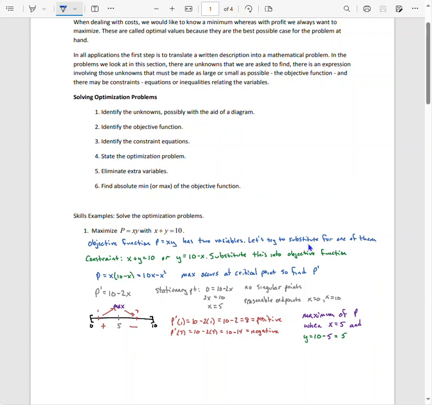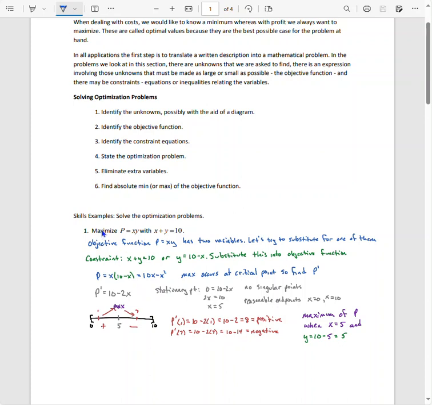Well, we need to try to substitute for one of them. What can we use? Here's our constraint equation. Our constraint says x plus y equals 10, or if we wanted to, we could solve for one of the variables. I chose to solve for y. Y equals 10 minus x. I can substitute this into our objective function, right? P equals x times y. Oh, y is 10 minus x. Distribute, x times 10 is 10x. X times a minus x is a minus x squared.